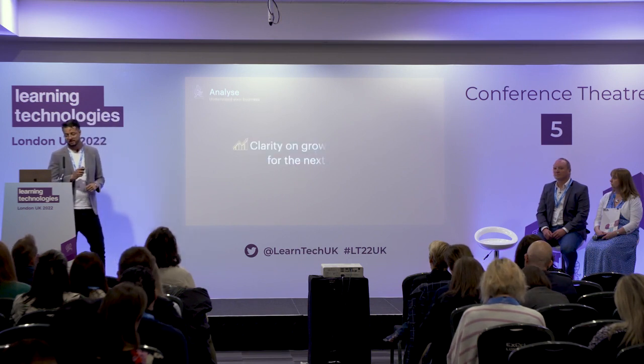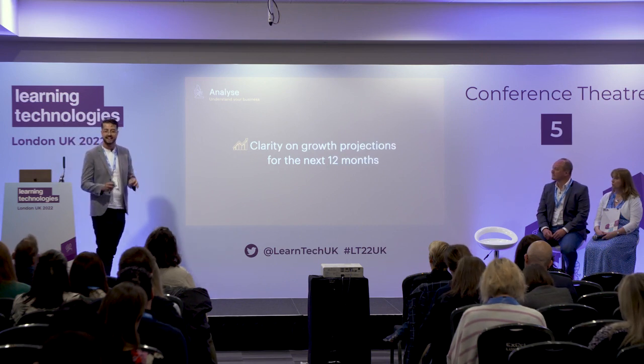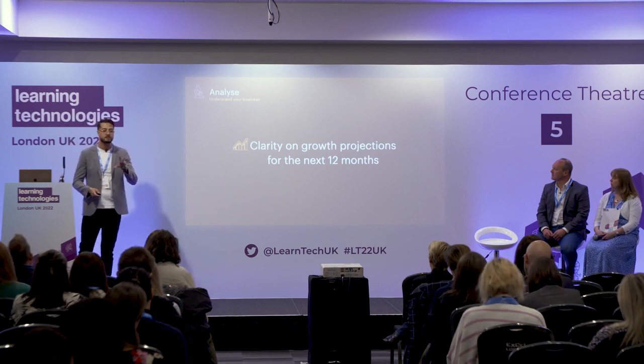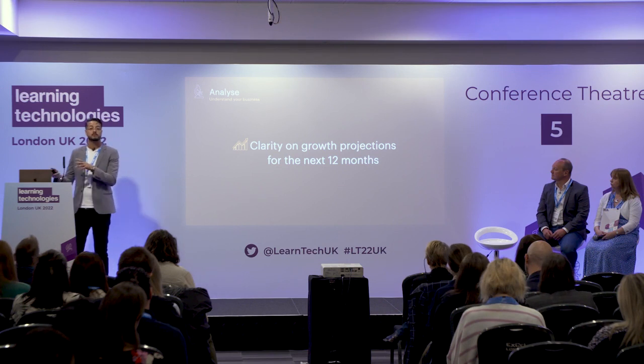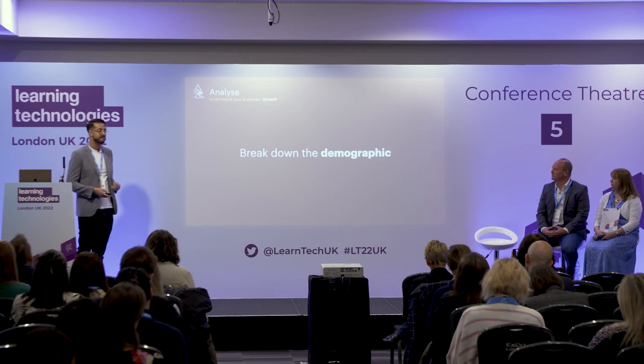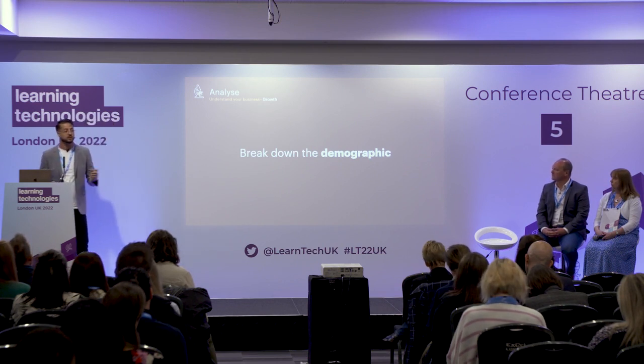Number 1, get clarity on the growth projections for the next 12 months. This is an absolute must. Understand how many people are coming to this organization and how you're going to build a team that's going to adequately tackle that. But go further. Break down the demographic. Understand who's coming into the organization, not just how many. So let's have a look. Are they individual contributors, managers, executives? What department, function, team? Where in the world are they joining? And those 2 little presents there represent the company-specific nuances or interests you may also have. I find this particularly useful.